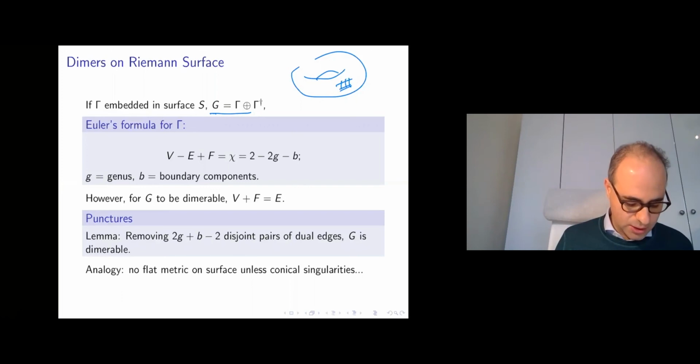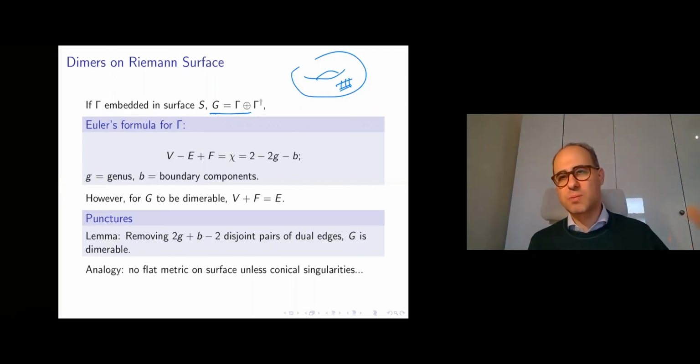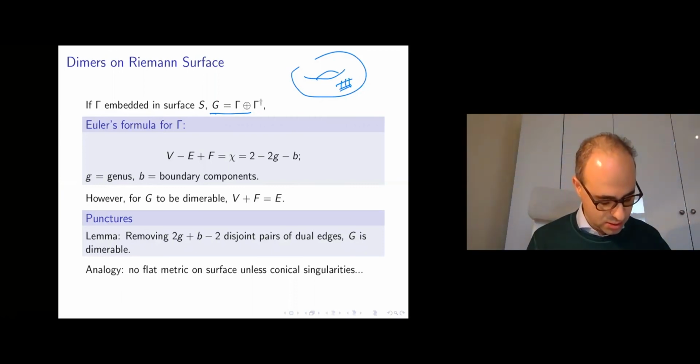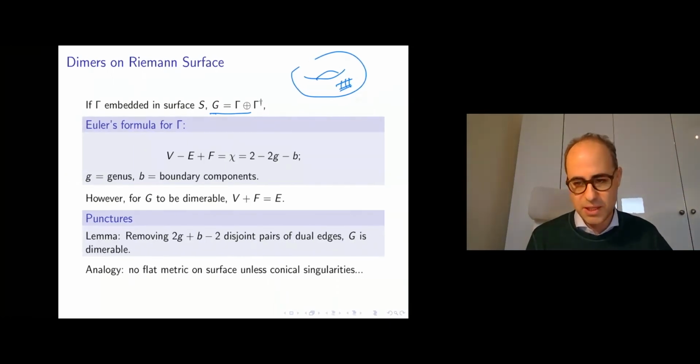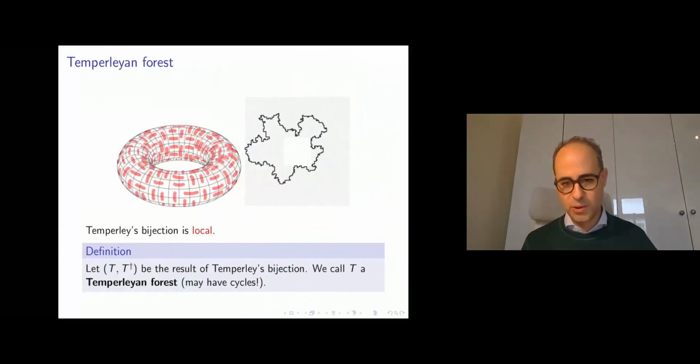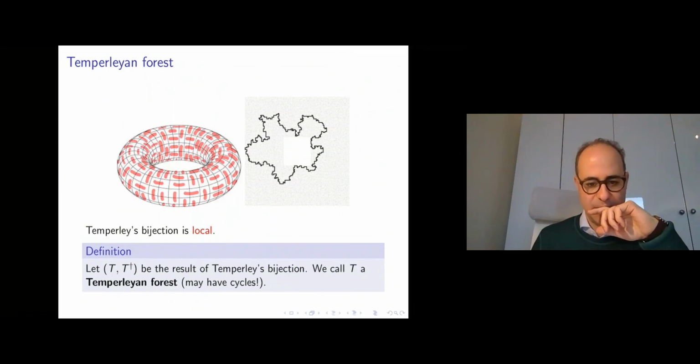And so we remove the correct number of edges, and this really corresponds to creating punctures in the surface in some sense. And so it's really analogous to these conical singularities. And once you do that, it turns out that you have a graph that is dimerable. So you can study the dimer model on this graph, and it makes sense to do that. And you can ask yourself, what can you say about the scaling limit?